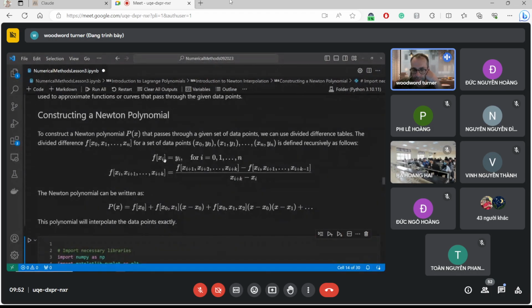That's x0 is y0, or f of x0 is y0, f of x1 is y1. But then we define this recursively, right? So if I want to have more than just one variable in here, then I have to use a recursive definition. So f of x, whatever I'm at, so let's say x0, x1, all the way up to x2, for example, well, then we take the next one, however it was defined in the recursion, and we subtract from that the i plus k minus 1, and then divide by the difference.